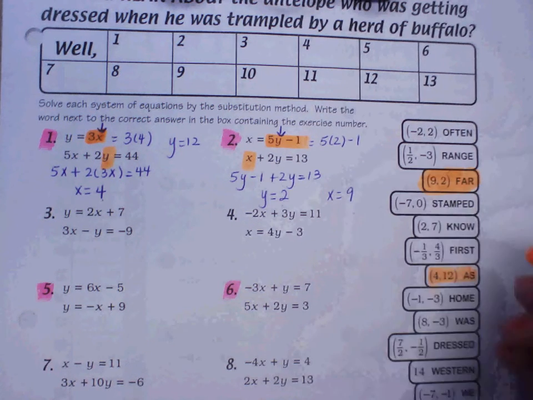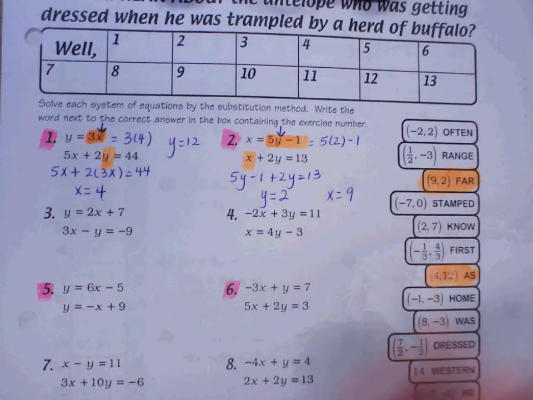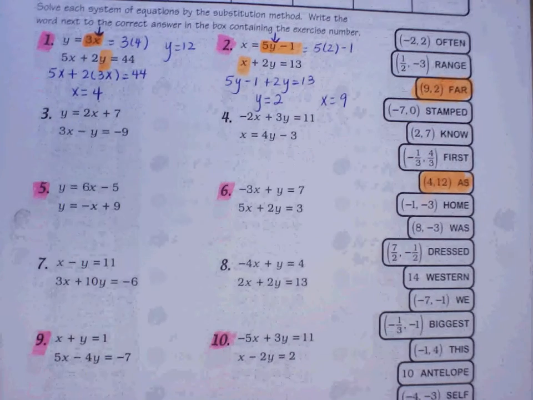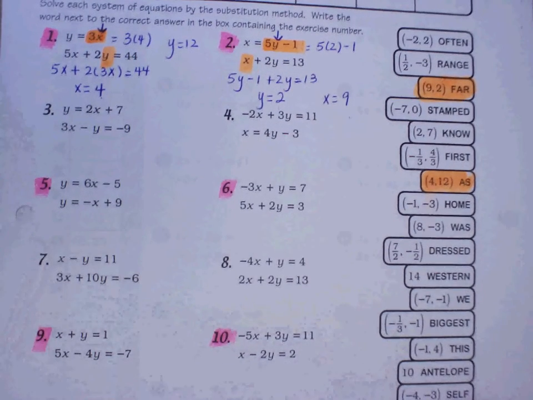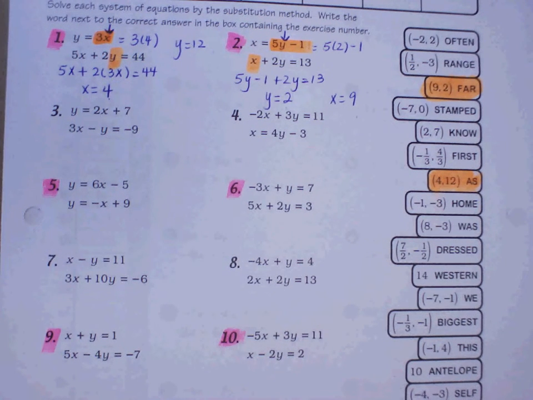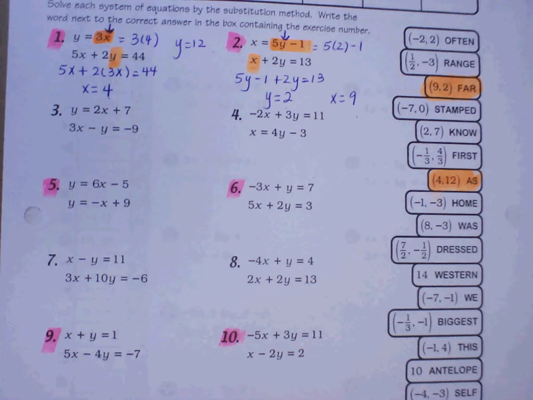All right. Number 5. We're only going to do the ones that are highlighted, okay? So you don't need to worry about the ones that I did not highlight. Ooh, how do we do this? They're both solved for y. So you solve for x? Why would I want to solve for x if they're already solved for y?